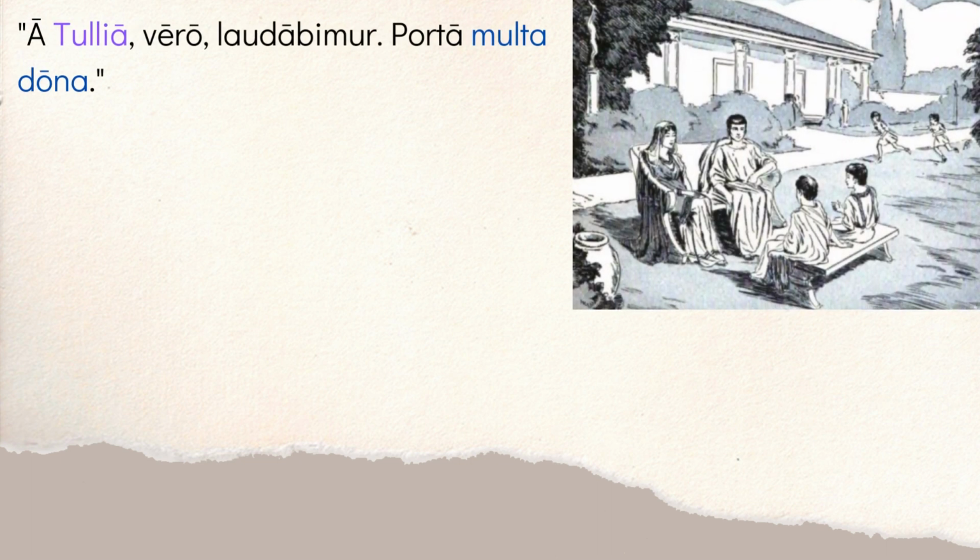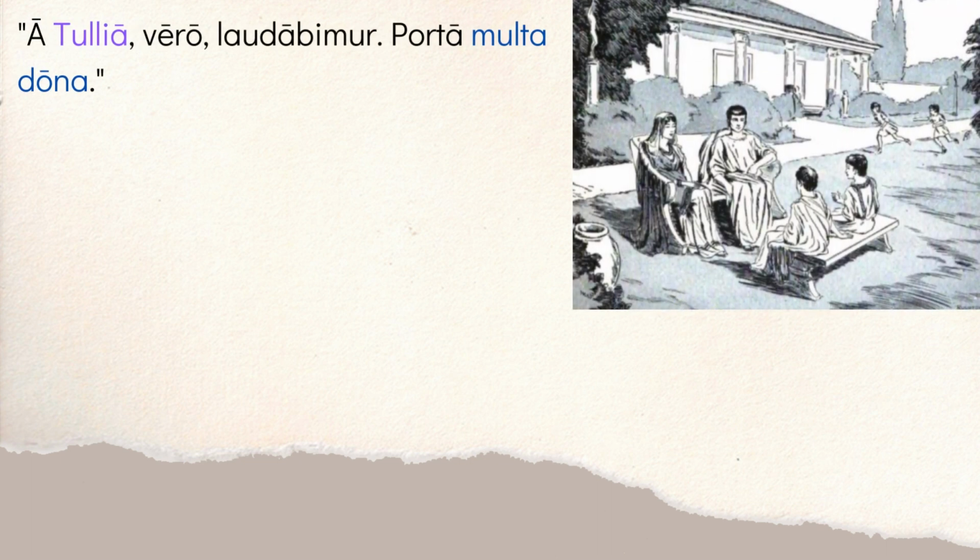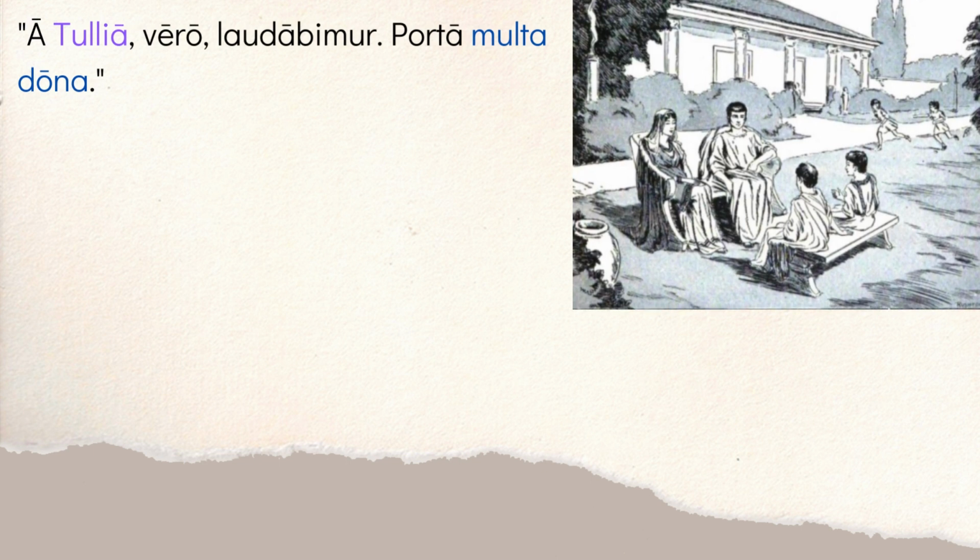And then you have this final line. A Tullia vero laudabimur, porta multa dona. So we will be praised, laudabimur, right? MUR makes it passive, right? The BI makes it future. So not we praise or will praise, but we will be praised a Tullia, by Tullia, right? Truly, right? Don't worry about it. We will be praised by Tullia. So then at the end, they give an imperative here, a command, porta. This is the singular positive imperative. It means bring or carry, right? It comes from portare. So they're saying bring multa dona, bring many gifts.